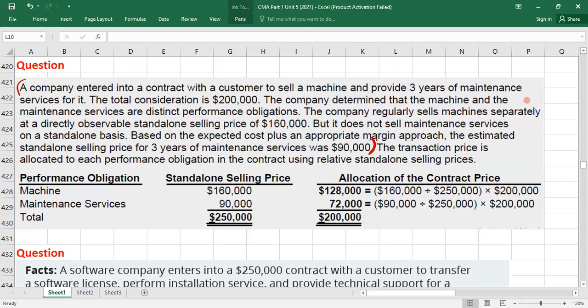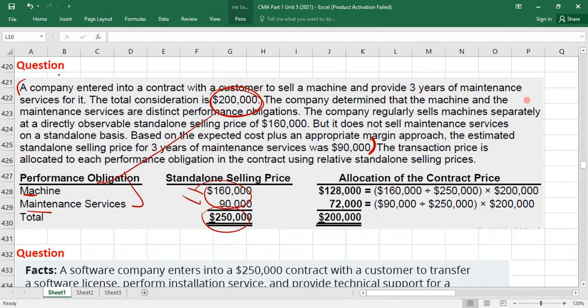Done. Actually, what happened? We sold two things. What? Machine and maintenance service. And we sold for how much value? $200,000. But if you sell only the machine, the market value of the machine is how much? 160. This is called standalone price, if you sell individually. If you sell only the maintenance service, the price is how much? 90. If you club these two values, how much? 250. But we sold for how much? 200,000.